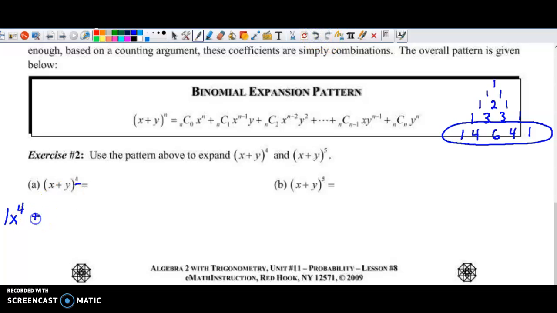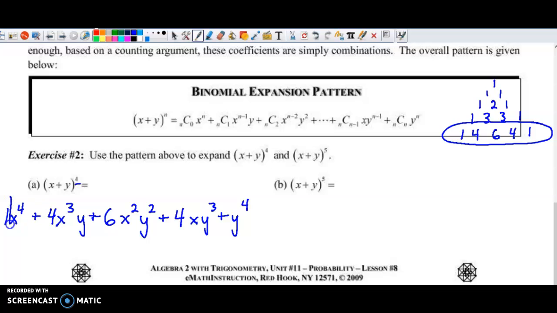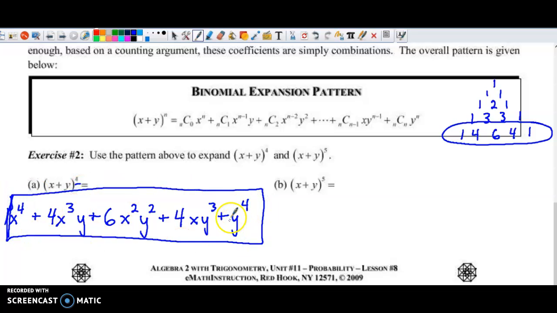But then after that, it would be 4x cubed, because we have to decrease the exponent by 1, and then y to the 1st. Then the next coefficient will be 6x squared, because we're decreasing by 1, and I have to increase the y by 1. And then 4xy cubed, and then y to the 4th. And this is actually something that we use in calculus, and notice that you don't have to write 1 in front of this. So let's go to the next row in Pascal's triangle.